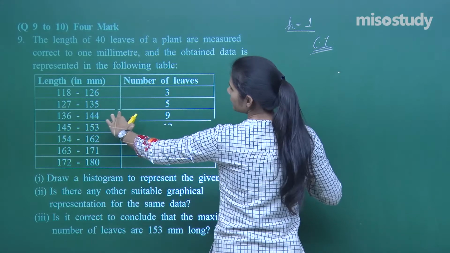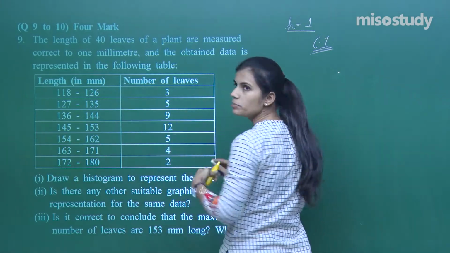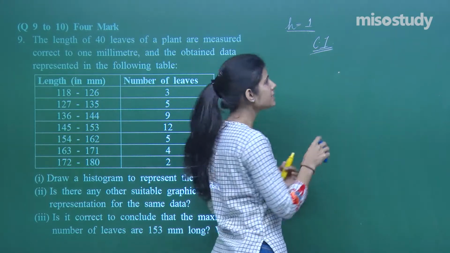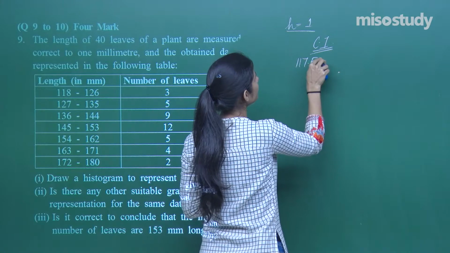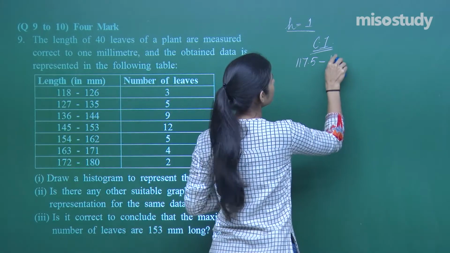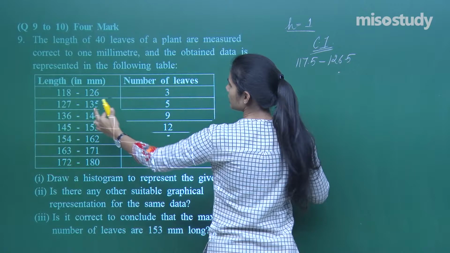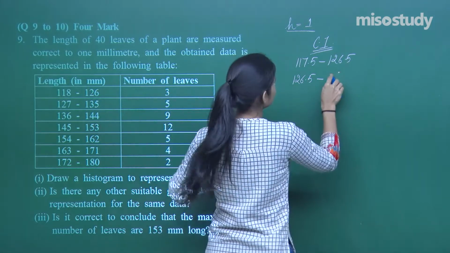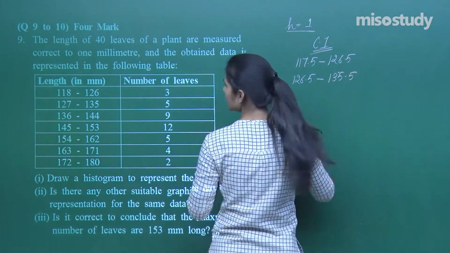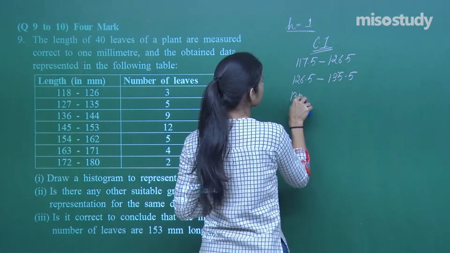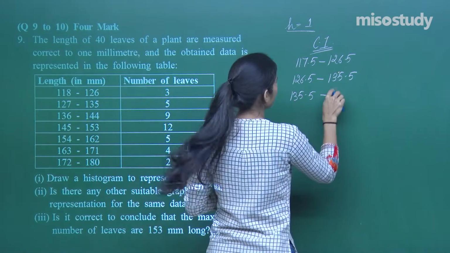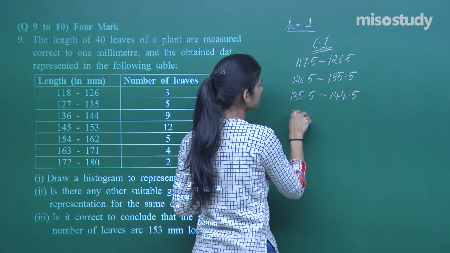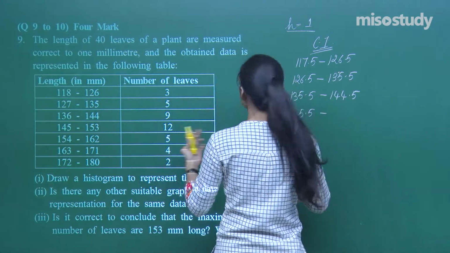So what you are going to do, you will be replacing class intervals by new class intervals. A to B will be replaced by A minus h by 2 to B plus h by 2. So 118 minus 1 by 2, that means 118 minus half is 117.5, and 126 plus half is 126.5. Similarly, 127 minus half, 135 plus half, 136 minus half, 144 plus half, 145 minus half, 153 plus half.